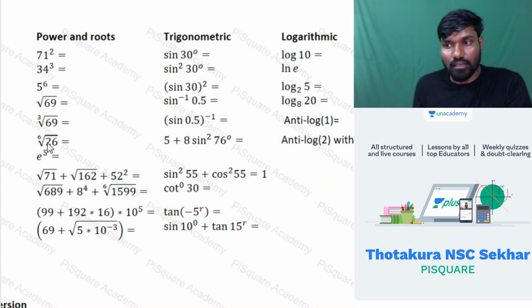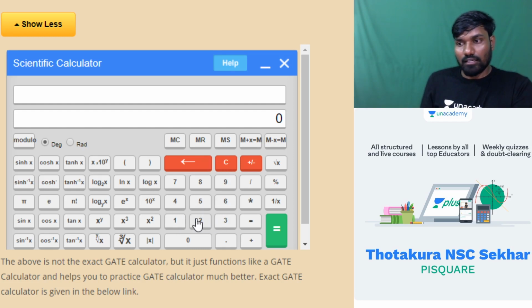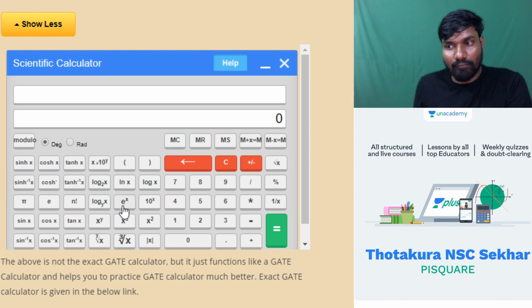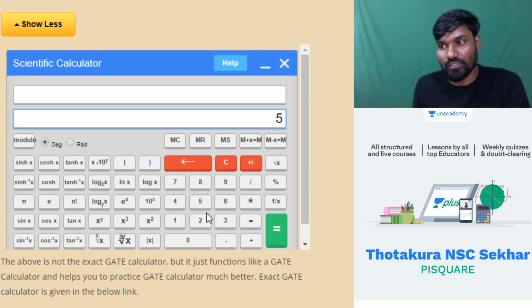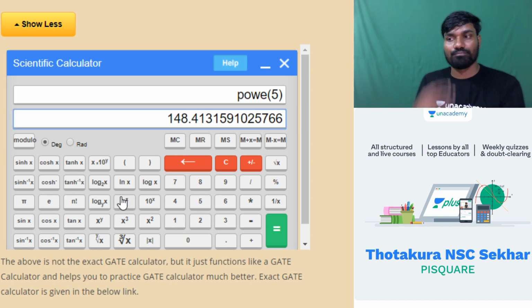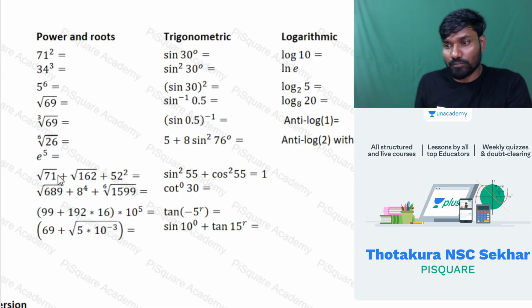Now, 6th root 26 is done. E power 5, let's go for this. If you want to go for e power 5, I have e power x. X first, so 5 first, then go for this operation. E power 5 is done. That's it. Simple.